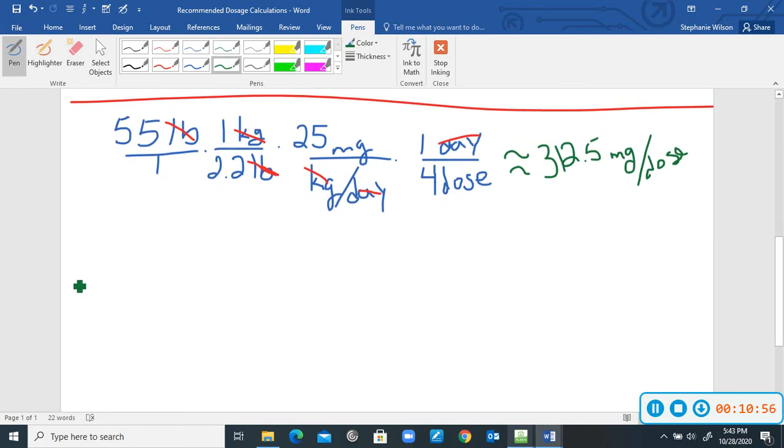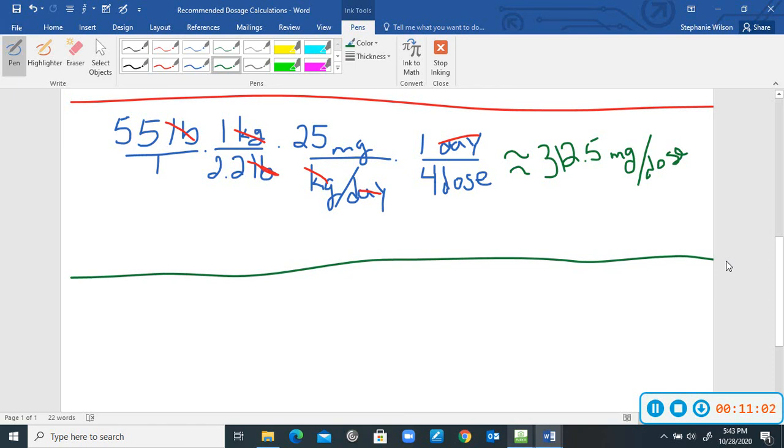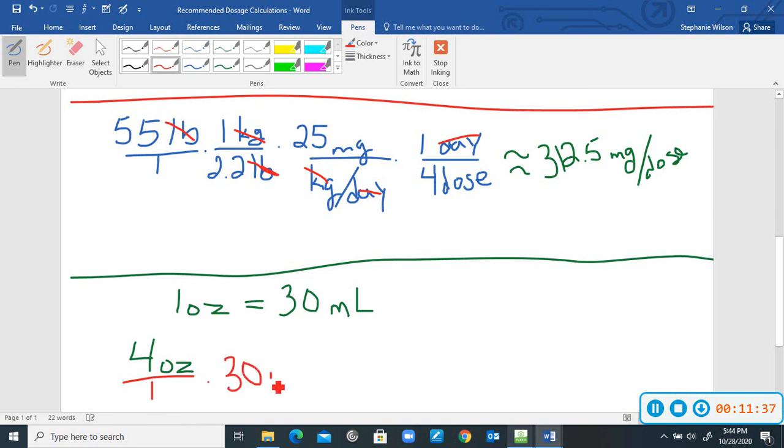So next, I wanted to do right quick, because I know some people are having questions about conversion. So I have 1 ounce, and I know that 1 ounce is equal to 30 milliliters. So if I said that someone drank 4 ounces of chicken broth, and I want to know how many milliliters that is, we know that the conversion is 30 milliliters to 1 ounce.